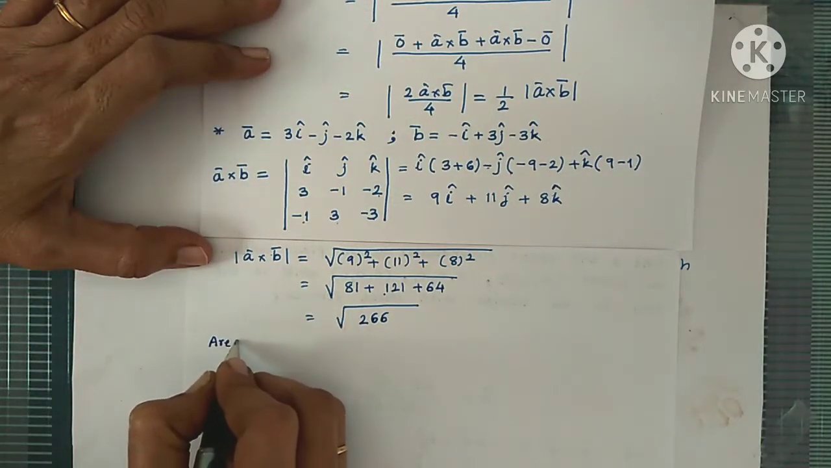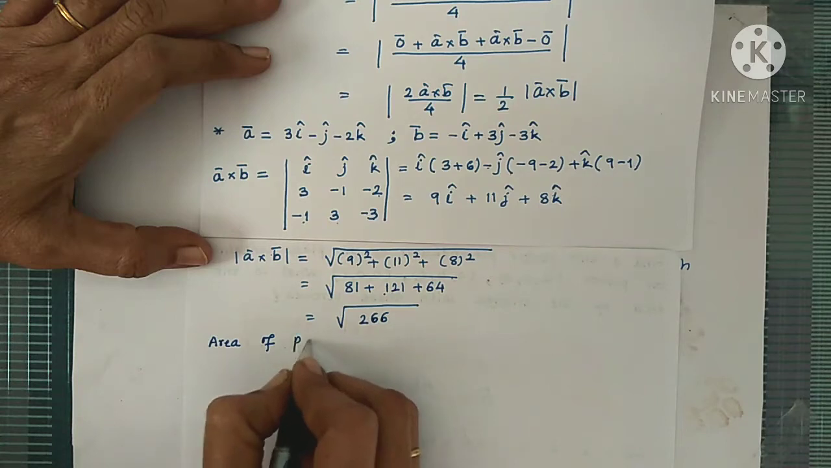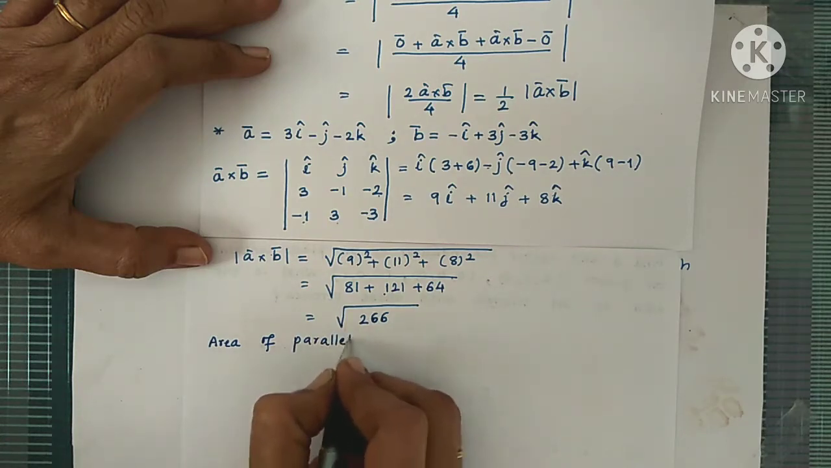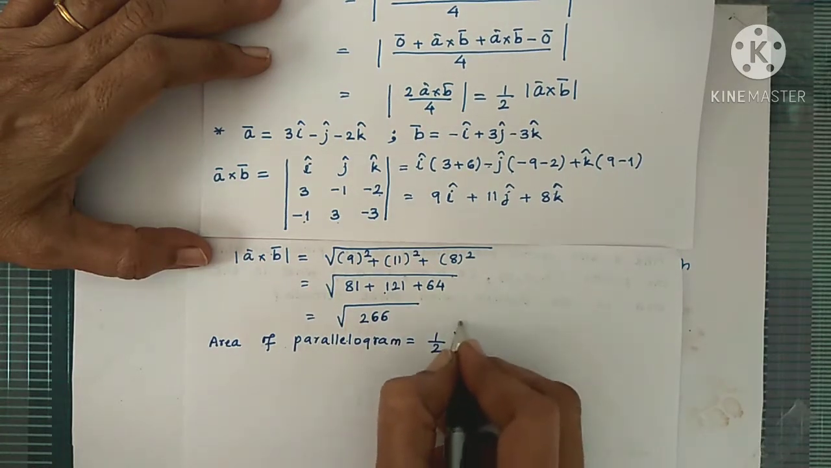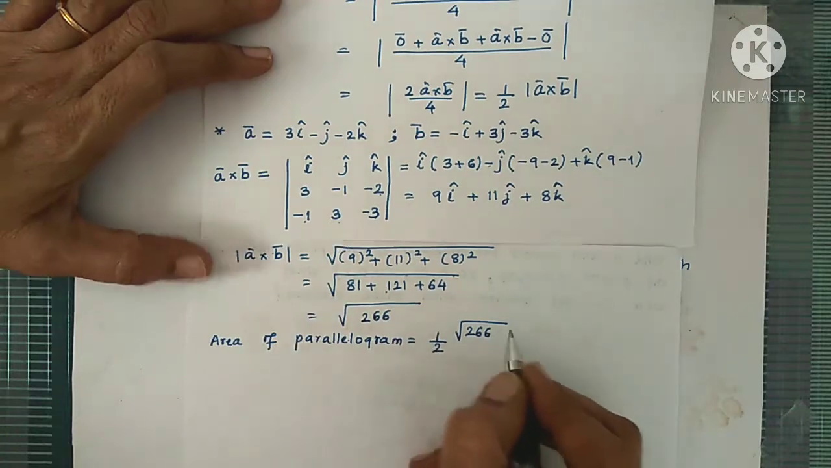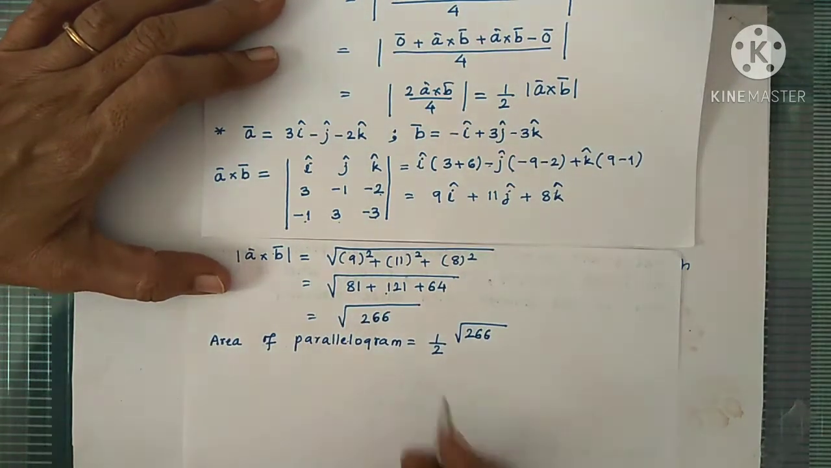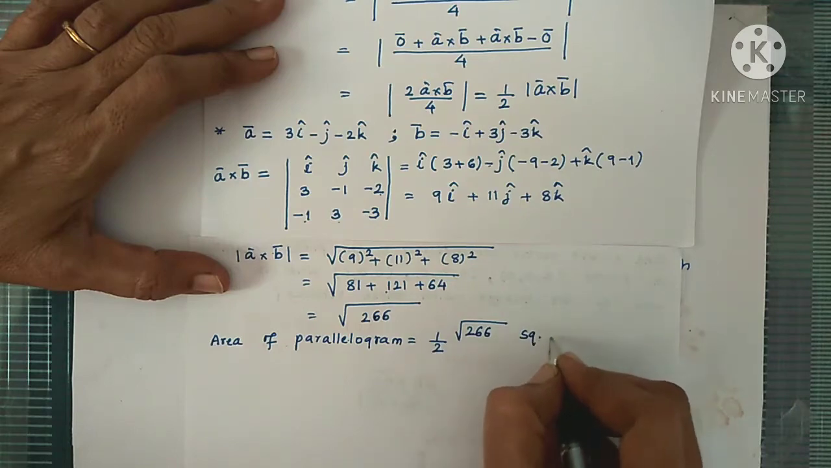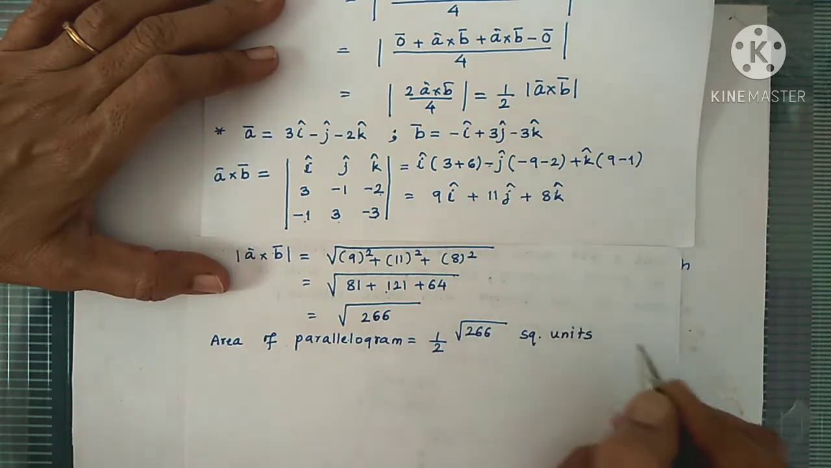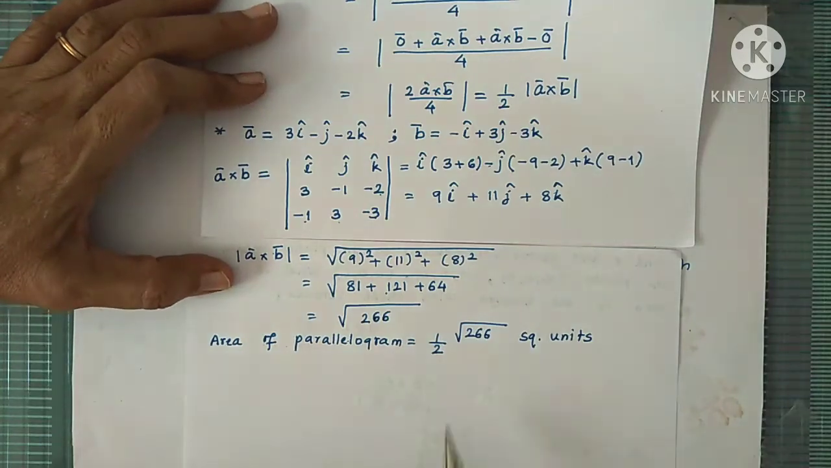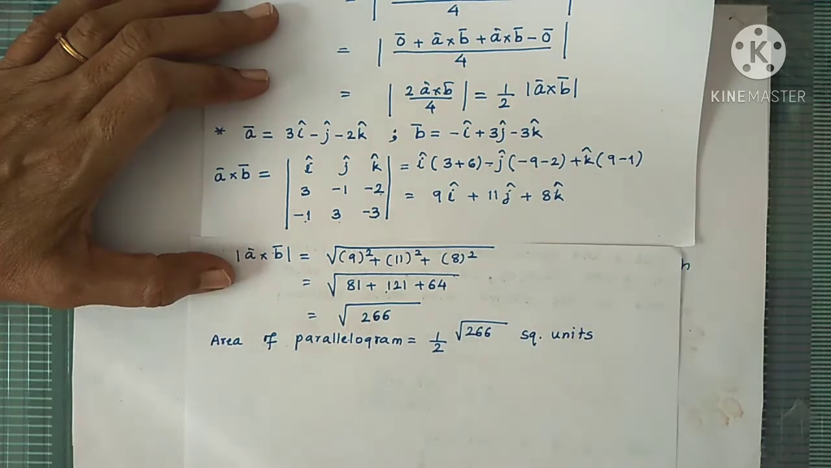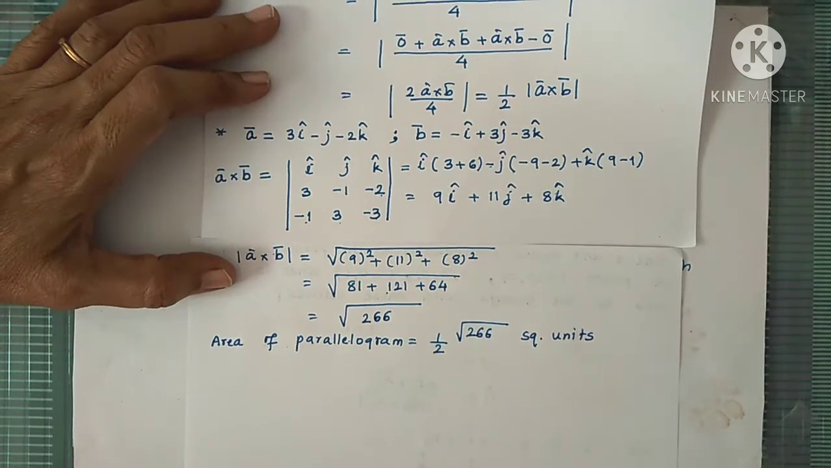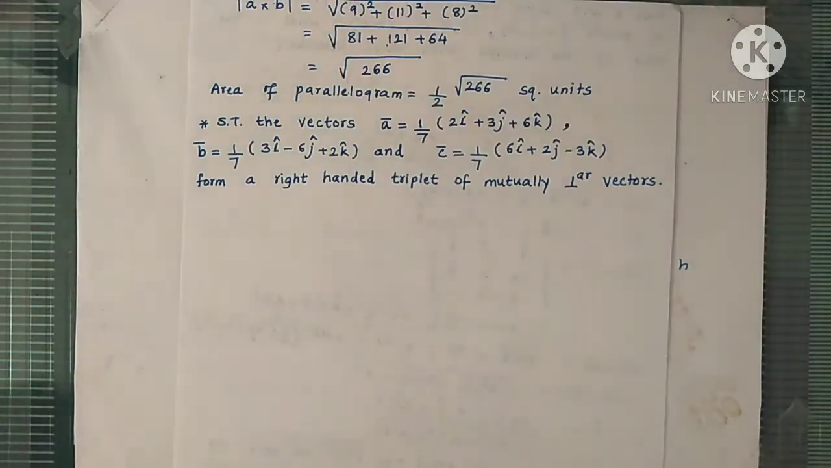So as area is asked, area of parallelogram equals half modulus, root 266. Okay, and since it is area, let's write it as square units. If we could have taken 4 common here, we could have taken that 2 outside, but this is not possible. So this is the answer. So this is all about area of a parallelogram.